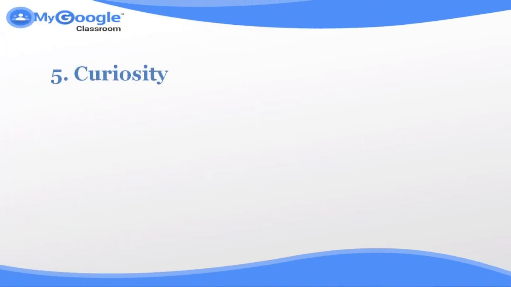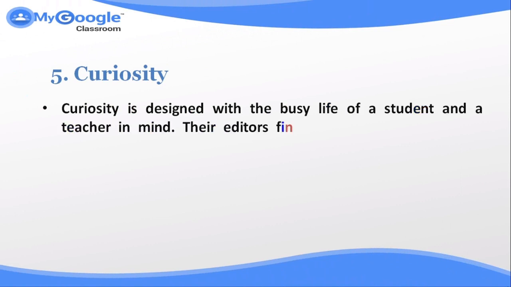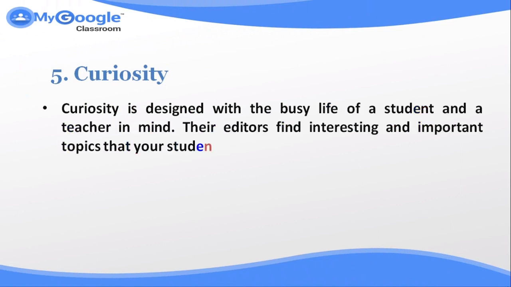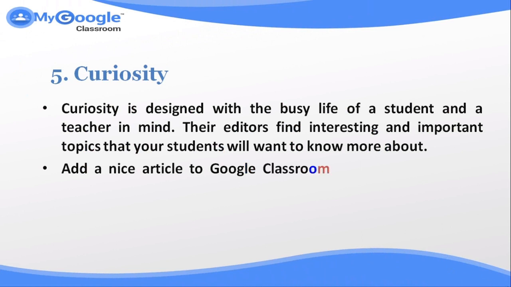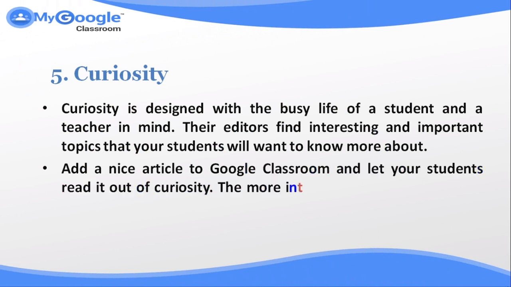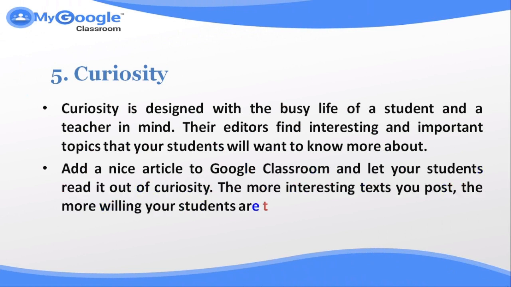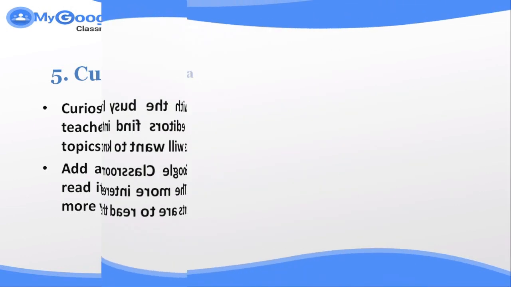Number 5. Curiosity. Curiosity is designed with the busy life of a student and a teacher in mind. Their editors find interesting and important topics that your students will want to know more about. Add a nice article to Google Classroom and let your students read it out of curiosity. The more interesting text you post, the more willing your students are to read them.